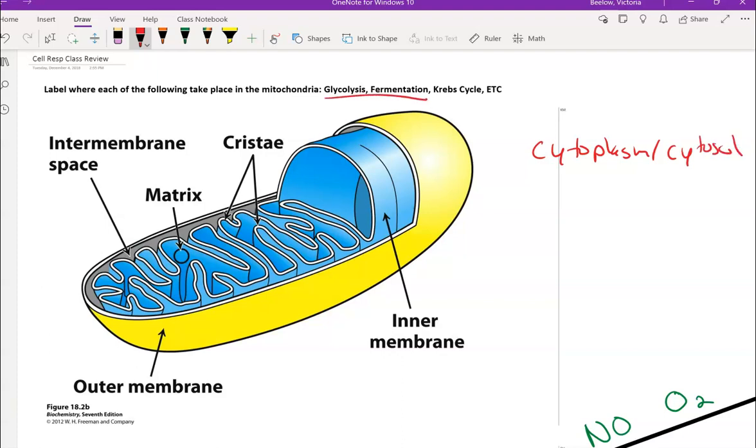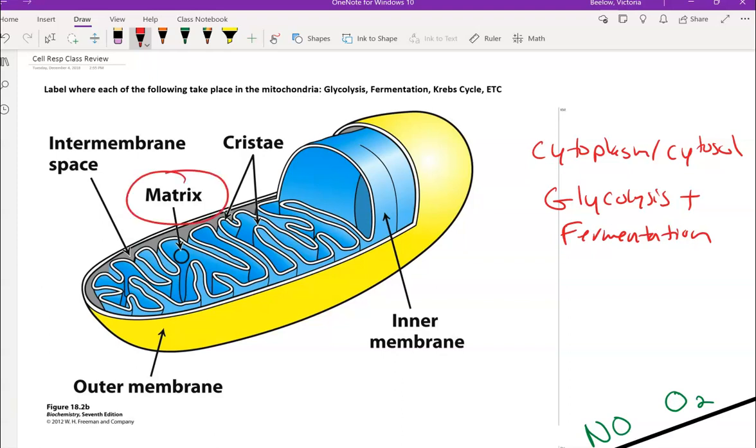And that is actually where glycolysis and fermentation take place. So glycolysis is the first step in cellular respiration, and that actually happens outside of the mitochondria. And then fermentation will only take place if there is no oxygen present, and that would still be outside of the mitochondria.